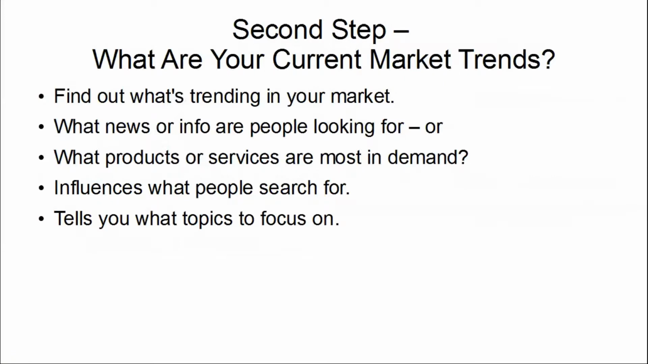So the second step is, what are your current market trends? This is where doing a little bit more in-depth research comes in. You need to take a look at what the current trends are. What news or information are people seeking most right now? Or what products and services are most in demand in your area of operations? These trends will heavily influence what people are searching for, and therefore what topics you need to focus on to get their attention.